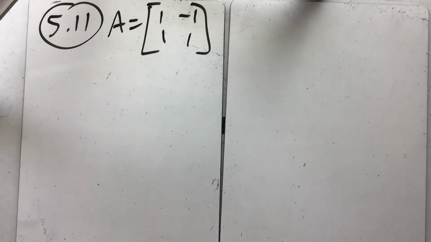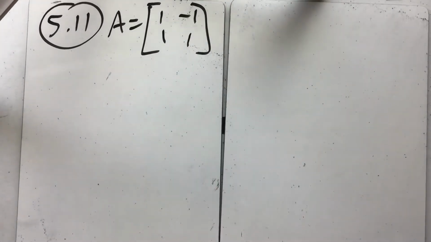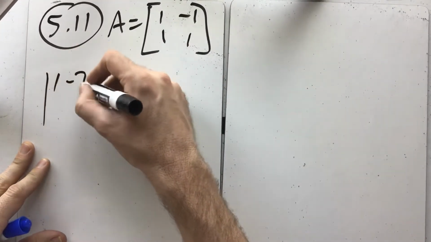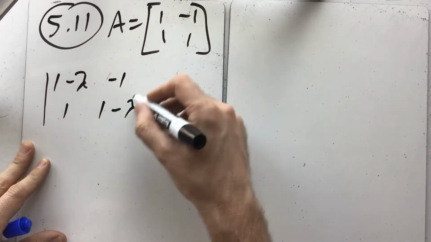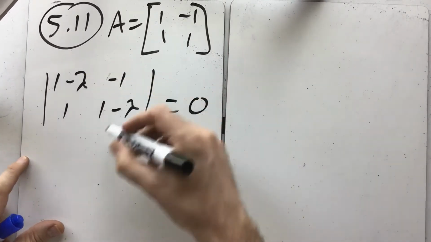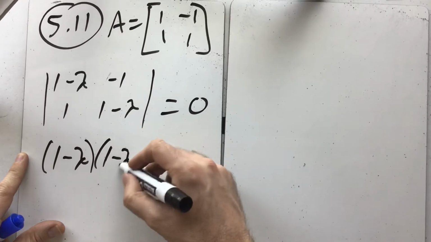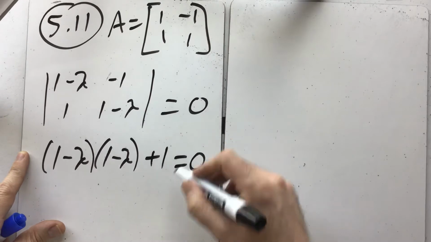We're ready for 5.1.1. We have 1, -1, 1, 1, and let's see what happens here. And so we get that determinant: 1 minus lambda, -1, 1, and 1 minus lambda. So we put those up, and we're wanting to figure out when this is equal to 0. This gives us (1 minus lambda) times (1 minus lambda) plus 1 equals 0.